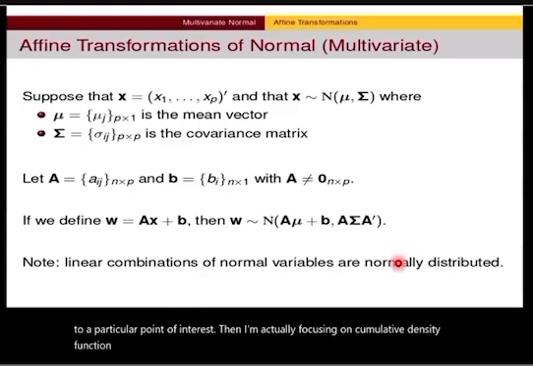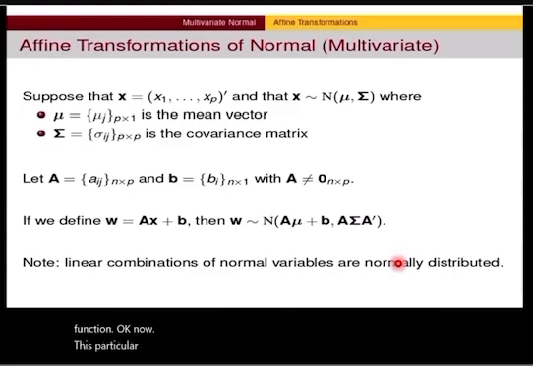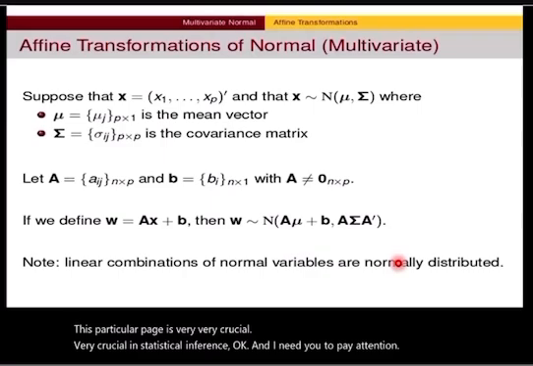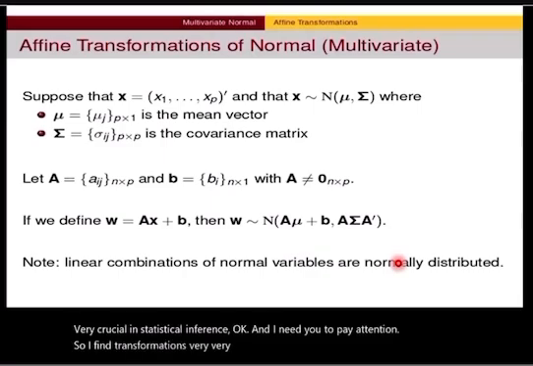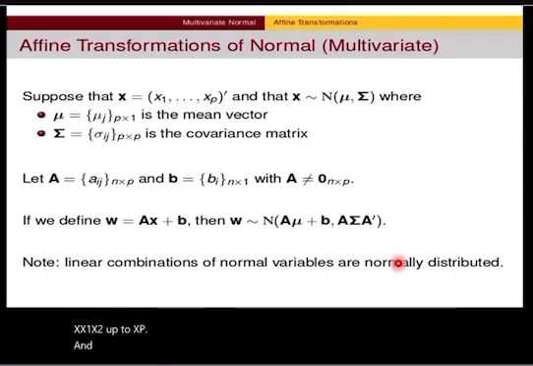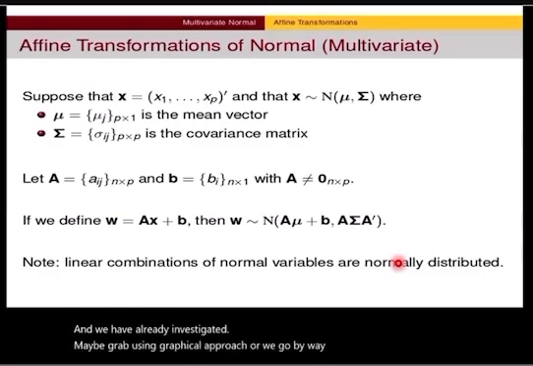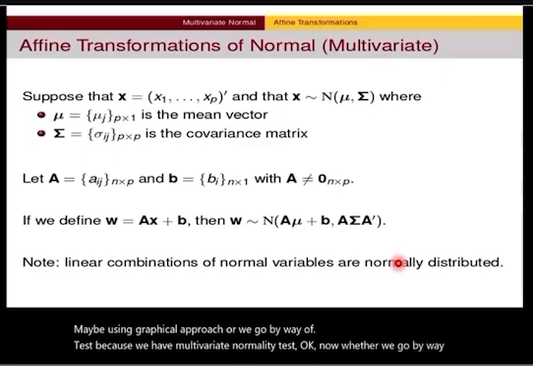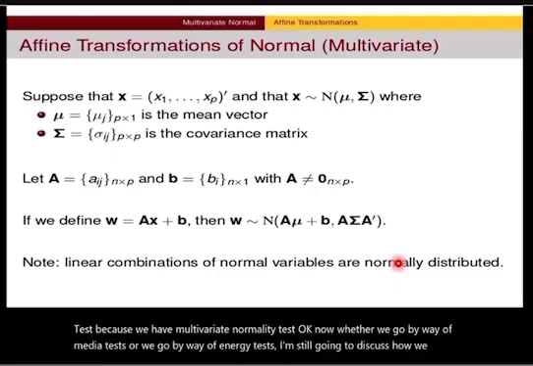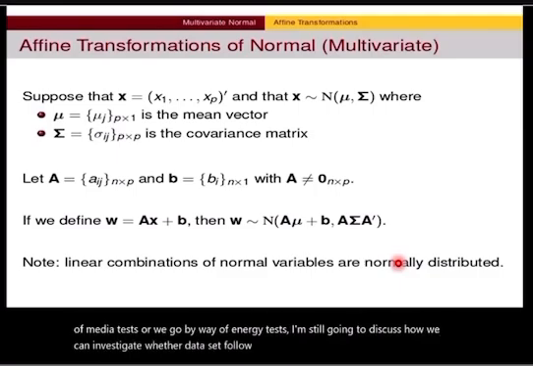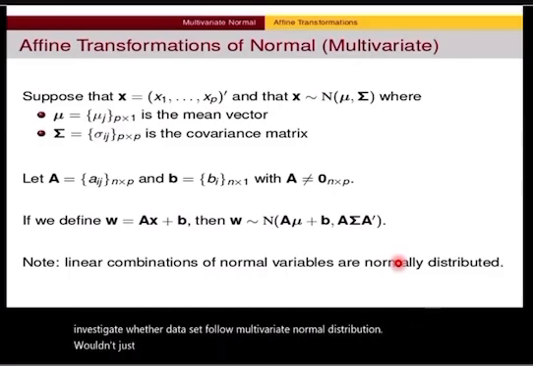Now, this particular page is very, very crucial in statistical inference, and I need you to pay attention to affine transformations. Very, very useful. Suppose that I have random variables x1, x2 up to xp, and we have already investigated, maybe using a graphical approach, or by way of a test, because we have multivariate normality tests. Whether we go by way of the Mardia test or the energy test, I'm still going to discuss how we can investigate whether a data set follows a multivariate normal distribution. We don't just assume that it follows a multivariate normal distribution.